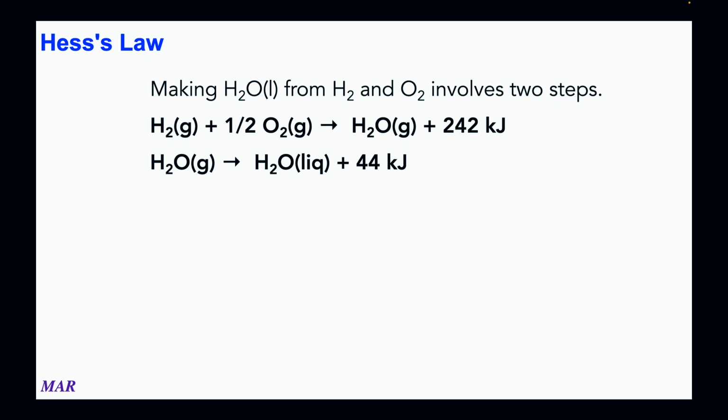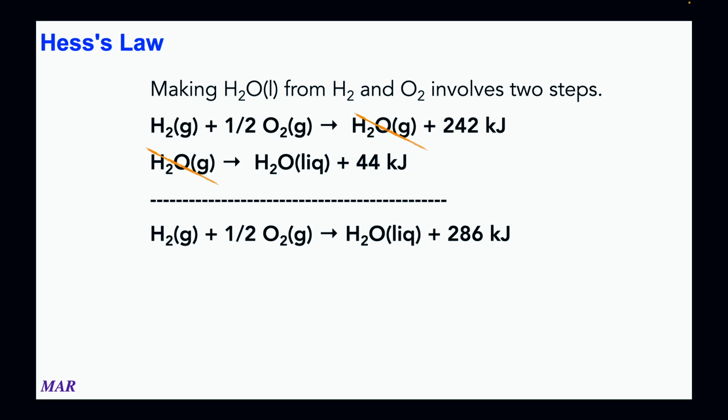Well, notice in these 2 reactions, water as a gas is a product in the first reaction, and water as a gas is a reactant in the second reaction. So if you add those 2 reactions together, H2O gas will cancel out because if something's on both sides, you can subtract it from both sides and it makes it go away. You end up with H2 plus 1/2 oxygen making liquid water, and the overall energy will be 242 plus 44, 286 kilojoules. So delta H for this reaction is negative. It would be minus 286 kilojoules.